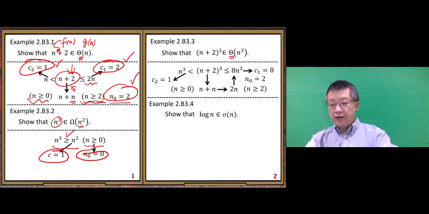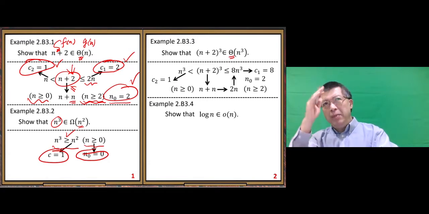Why so fast? All right. This question: log of n belongs to little o of n. When you see little o, you need to take the limit. So now let's take the limit.